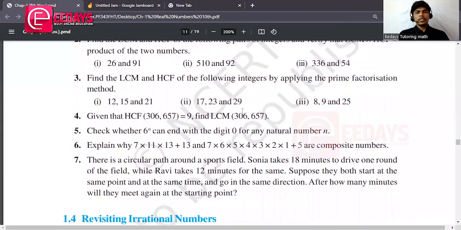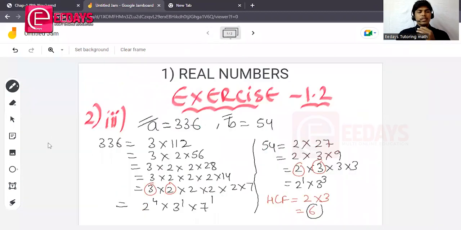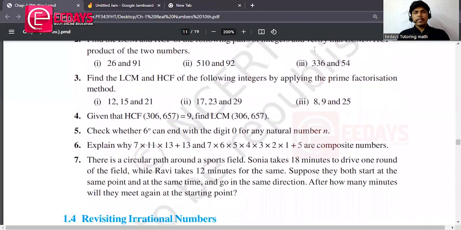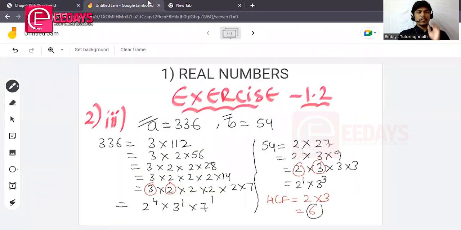I hope everyone understood. I'll explain once again. Understand carefully, guys. First, in the question, the two given numbers are 336 and 54. You can take the numbers first and write the prime factors. So these are the prime factors for 336 and 54. You can find the HCF by taking only the common numbers.